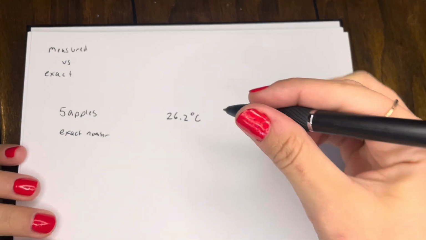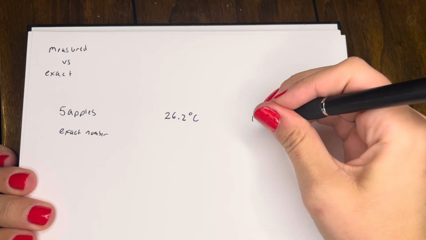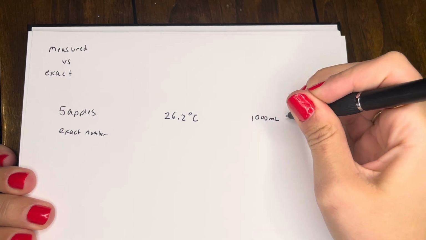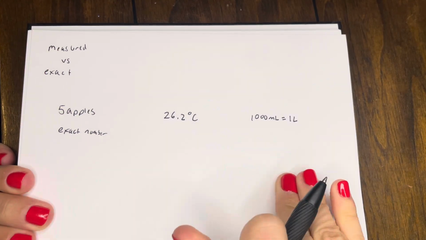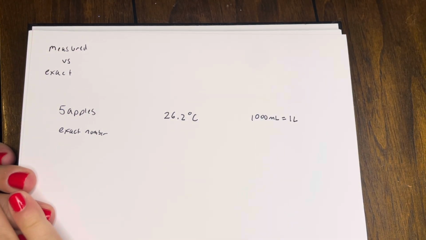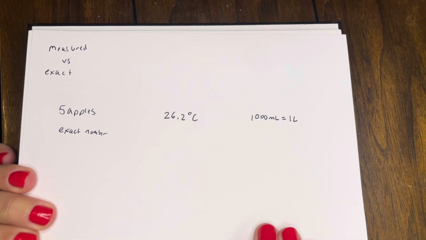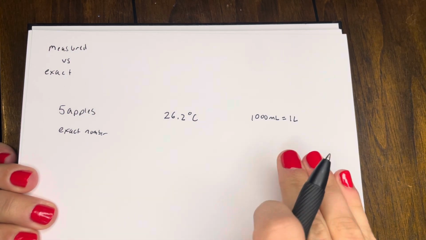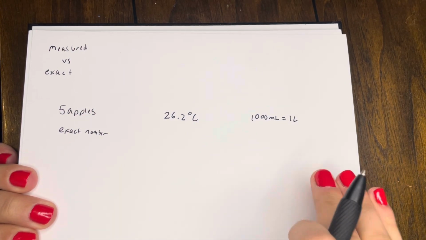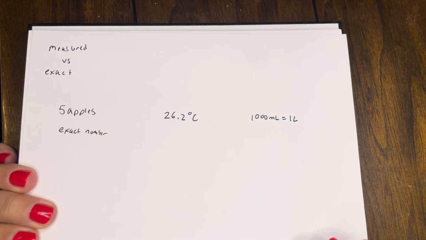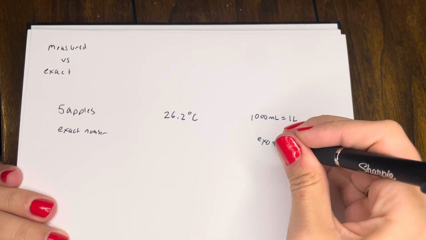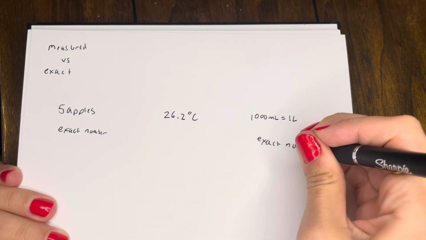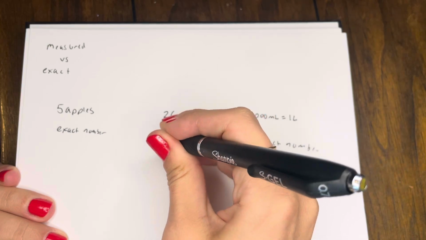So now, let's do a unit definition. 1,000 milliliters, we've learned, is 1 liter. Is this measured or exact? This is not measured. We're not measuring 1,000 milliliters to a liter because this is defined by the metric system, and definitions are exact. Therefore, this is an exact number. Write this out here as measured.